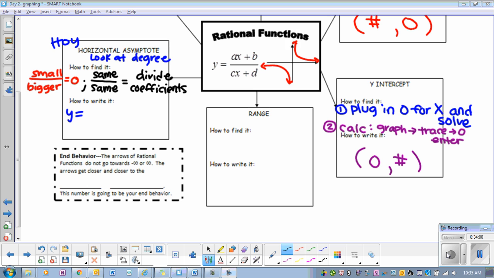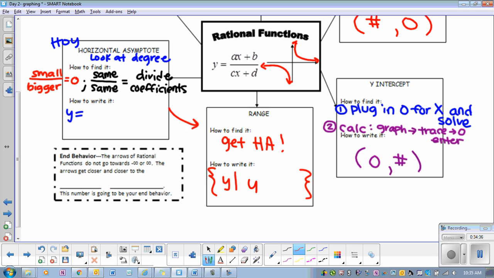Alright, so if we can get our horizontal asymptote, well then now we can look at the range. Since the range goes with y's, the y values, and my horizontal asymptote is y equals, how do we find the range? And then how do we write the range? Just use your set builder notation. Set of all y values such that y is not equal to the horizontal asymptote.